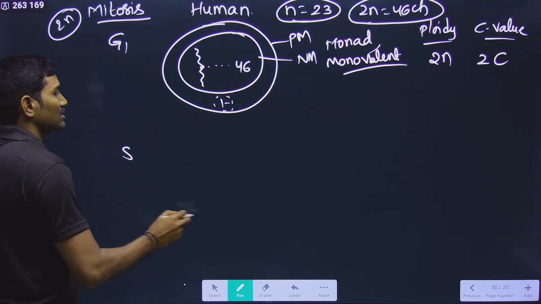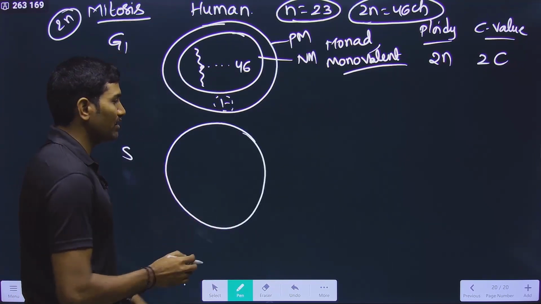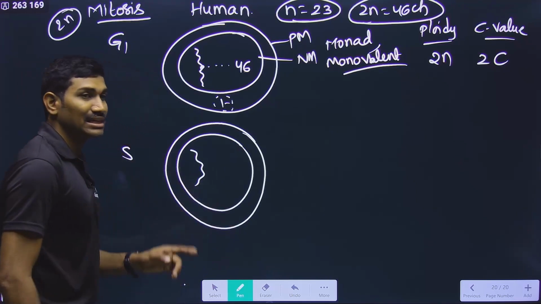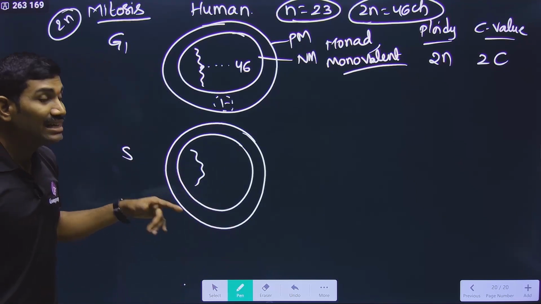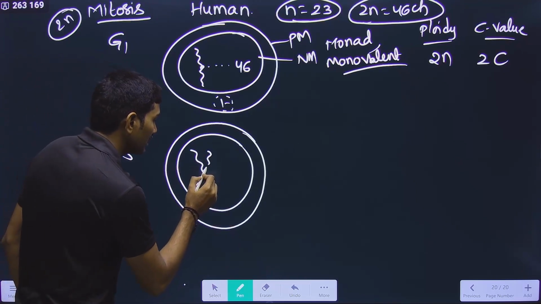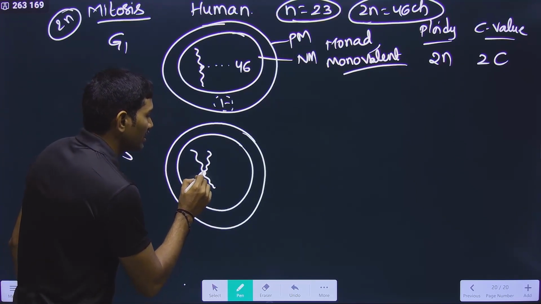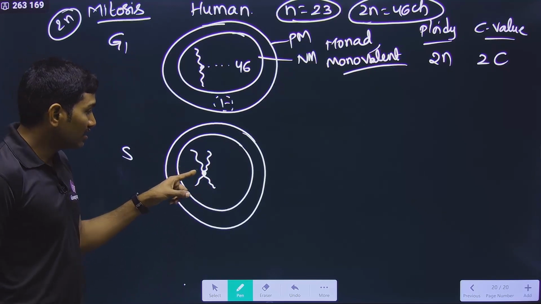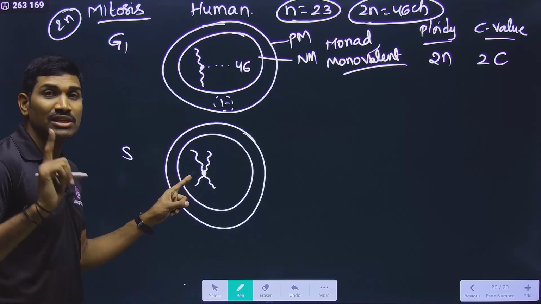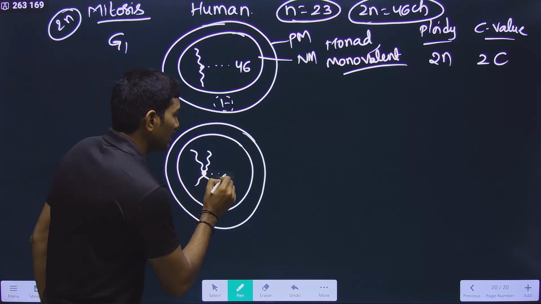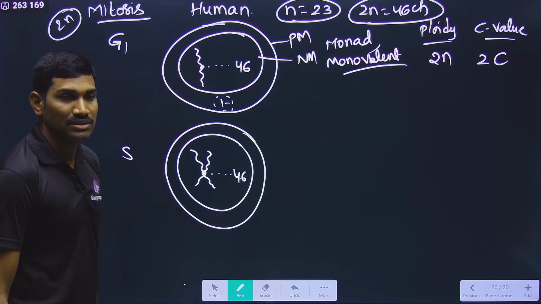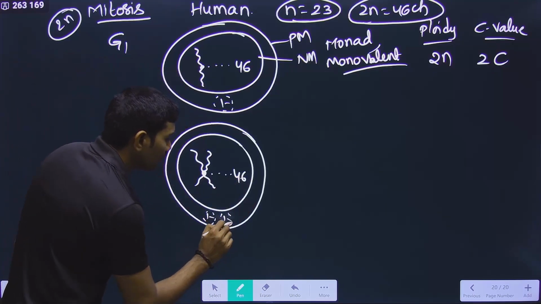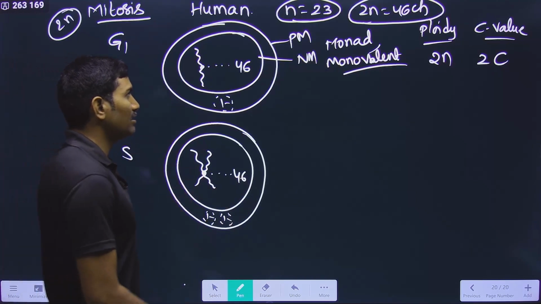Next one is regarding the S phase. Plasma membrane is present. Nuclear membrane is present. Here also thread-like structures are present, but DNA replication occurs. DNA replication means sister chromatids are produced. So here two chromatids are there in each, and a single centromere. Single centromere means it is one chromosome. Like this, how many are there? 46 are present. And regarding the centrosome, duplication occurred. Clear?